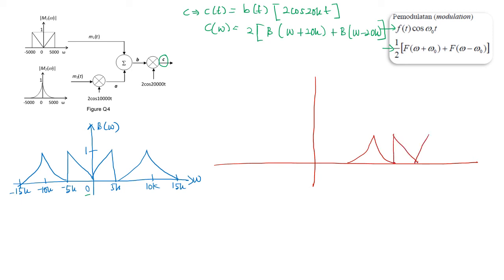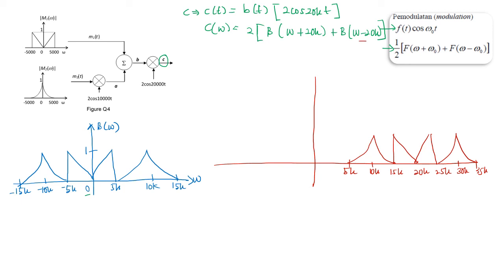So this B omega is being shifted to the right by 20k. Now the center, originally at 0, becomes 20k. Then with a gap of 5k to each signal, you get 25k, 30k, and 35k. So here is 15k, 10k, and 5k. And this is the one on the right.